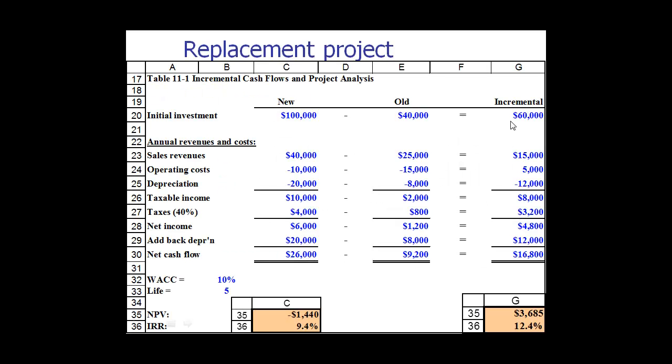The incremental initial investment is negative. So when you actually do your NPV analysis, how would you come up with the NPV of this incremental project? What's cash flow 0? At time 0 it's minus 60, and then for 5 years you will have a 16,800.